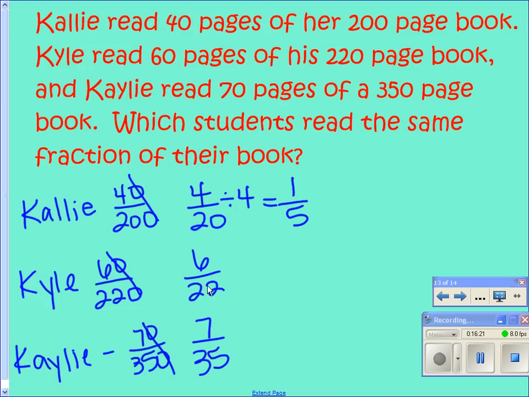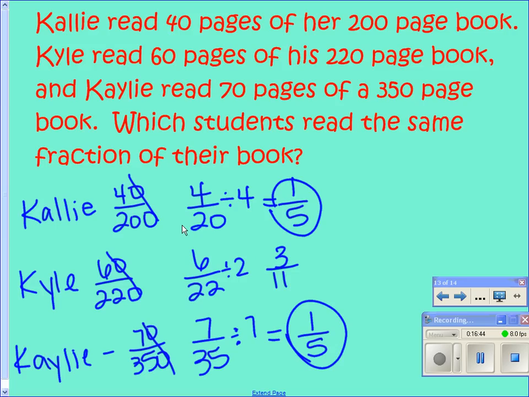What can go into 6 and 22? Well, that's 2. 6 divided by 2 is 3. 22 divided by 2 is 11. What can go into 7 and 35? 7 can go into both. 7 divided by 7 is 1. 35 divided by 7 is 5. So who read the same fraction of their book? Well, 1/5 matches 1/5 once you simplify. So Callie and Kaylee read the same fraction of their book.